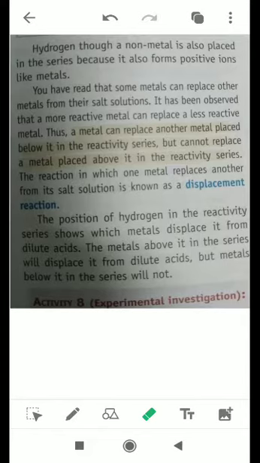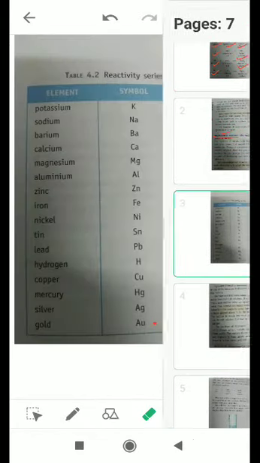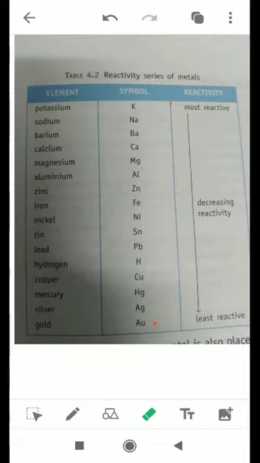Next, we're going to see the displacement reaction again. A metal can replace another metal placed below it in the reactivity series, but cannot replace a metal placed above it. See how it happens. If you take the salt of a metal which is placed above, and react it with some other metal which is lower in the reactivity series, then it will not be displaced, or you can say no reaction will occur.